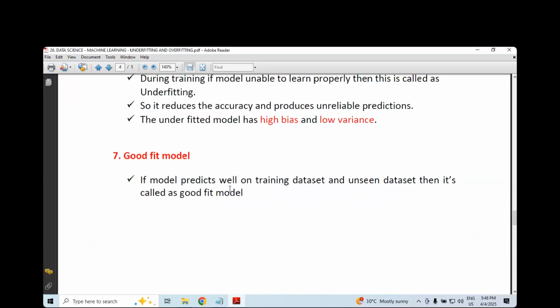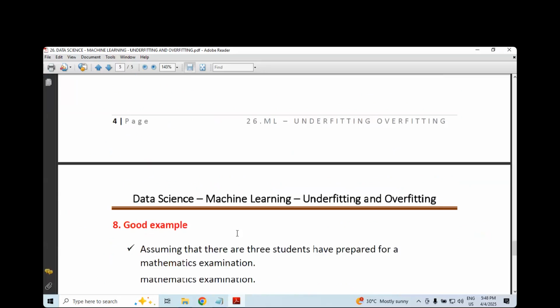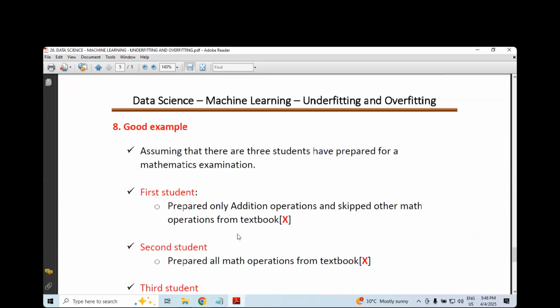Good fit model: if the model predicts well on the training data set and on the unknown or unseen data set, that is called a good fit. Low bias and low variance. I hope I uploaded all materials, right? Let me know. And a good example.